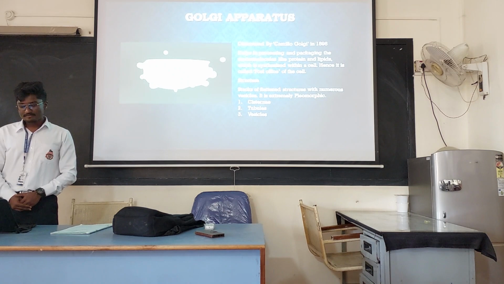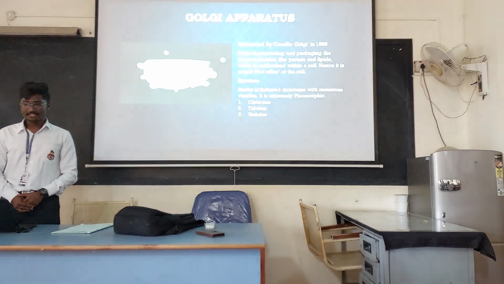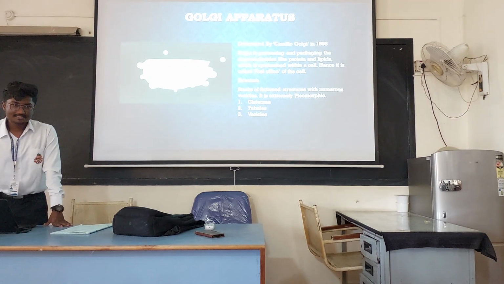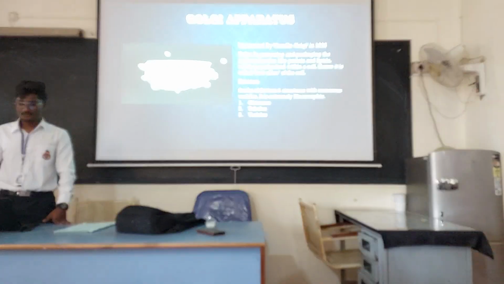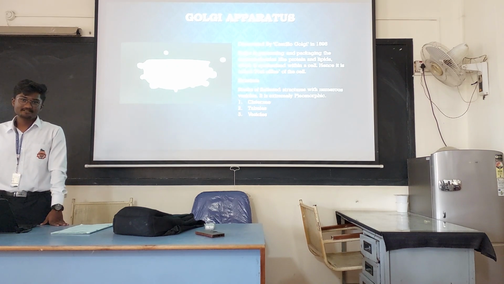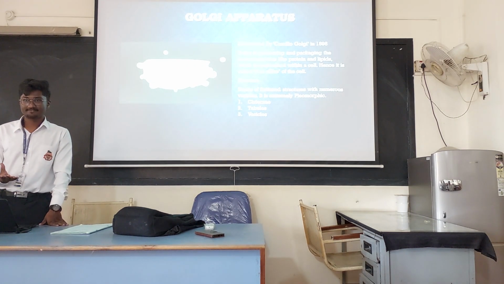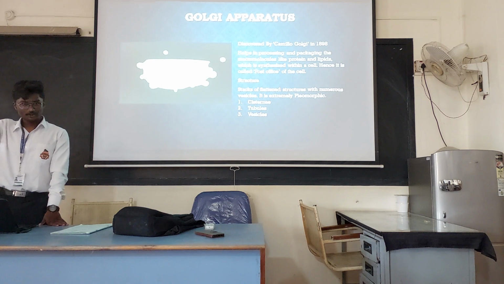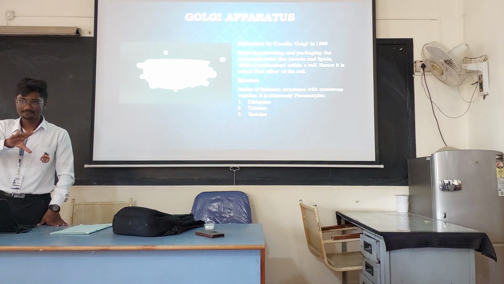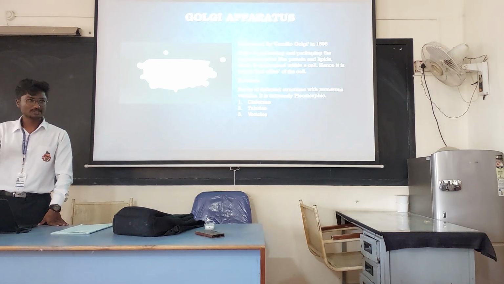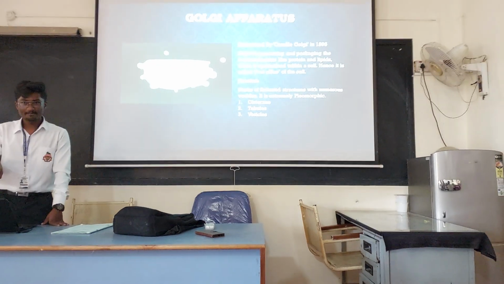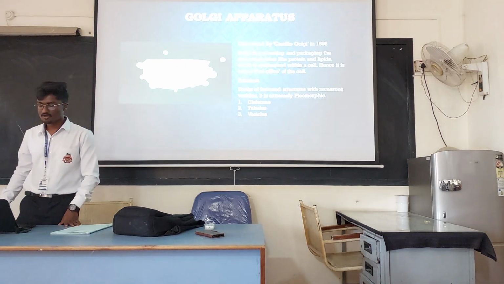Golgi apparatus was first discovered by Camillo Golgi in 1898, and Golgi apparatus is also known by the name post office of the cell. Right? See, for example, we have a parcel with us and we have to send it to any other state or any other city. We use a courier service like DTDC, Blue Dart. So this Golgi apparatus in the cell acts like a post office.